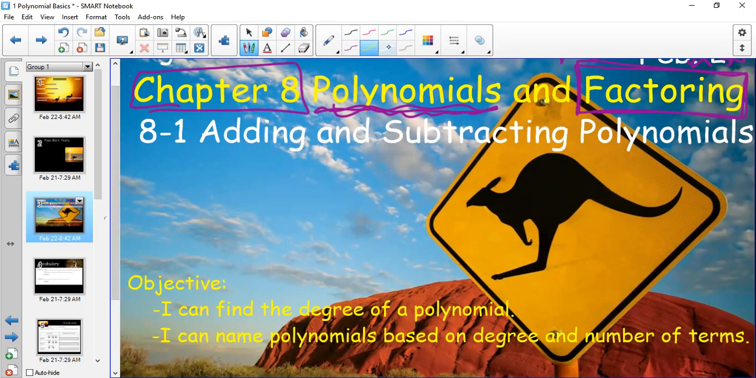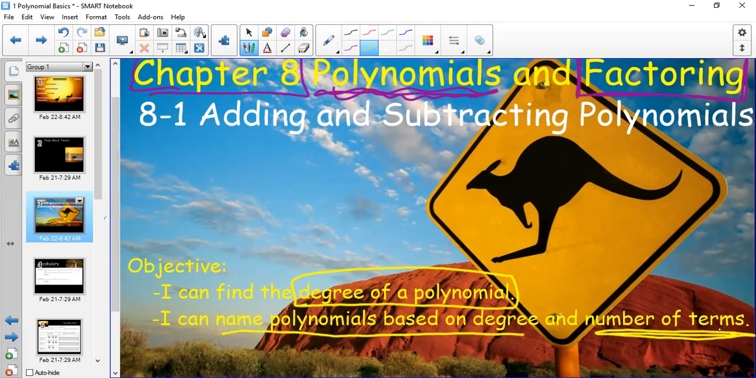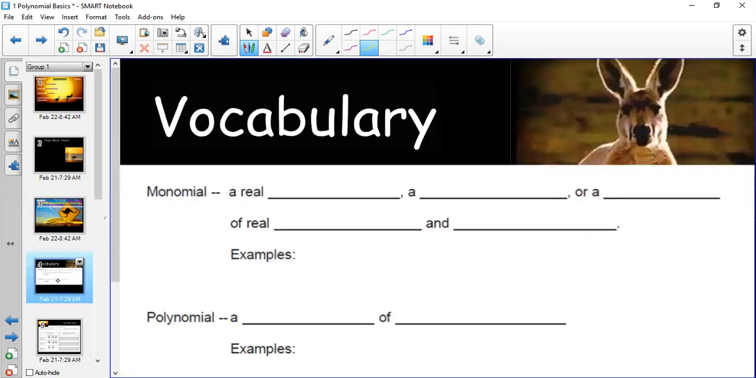Okay, so we've got two objectives today. First off, we're going to figure out what a polynomial is and how to find the degree of the polynomial. So that's one concept we're going to learn here in a little bit. And the second thing is that we are going to be able to name polynomials based on their degree and on the number of terms that they have. All right, so let's get started.